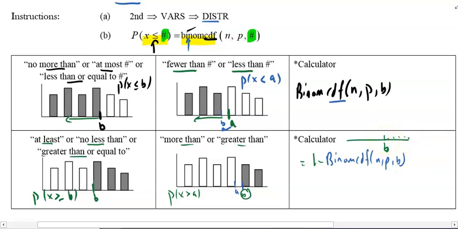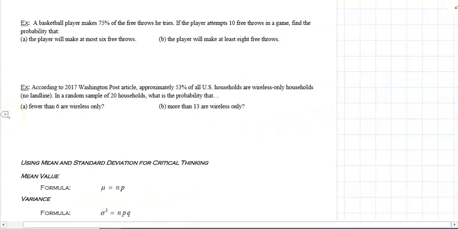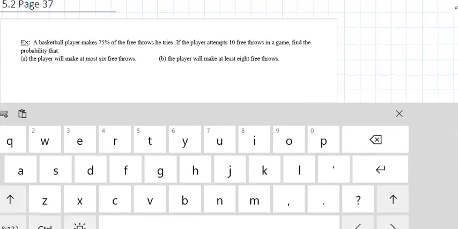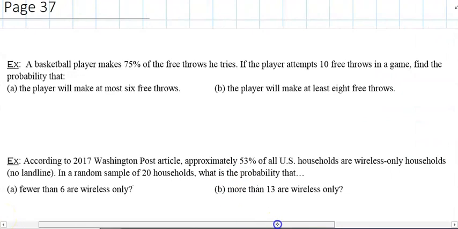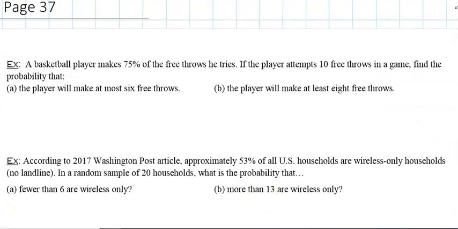Now when I look at the second page, I have some examples so that we can reinforce this. There it is. And let's get straight into it.